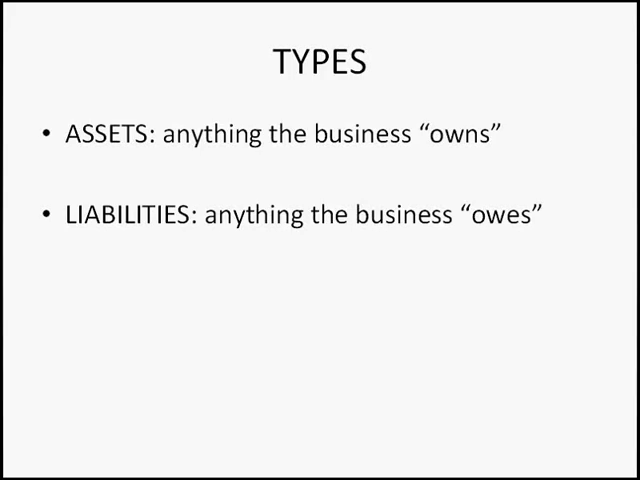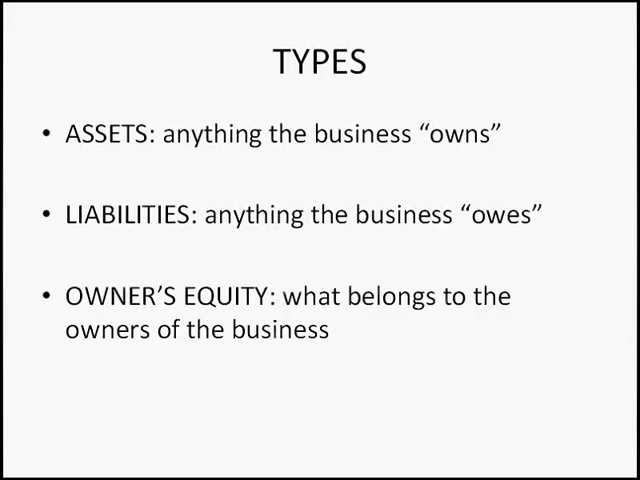The third type of account is owner's equity. Owner's equity is that which belongs to the owners of the business. So let's just stand still at this concept a bit. When we talk about owner's equity, effectively what happens is that the business borrows the money from the owner. In other words, the business owes the owner the equity or the capital that the owner puts into the business.